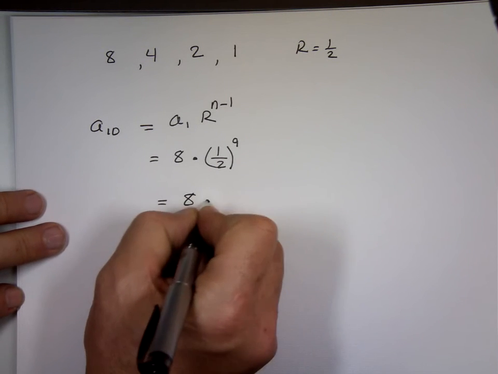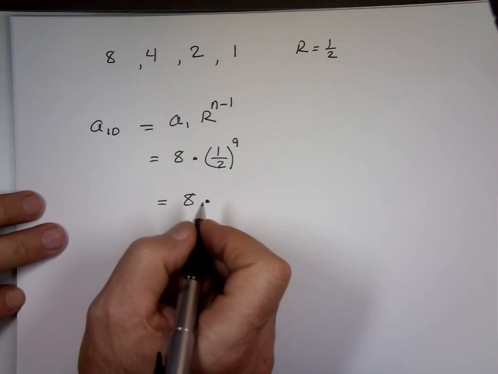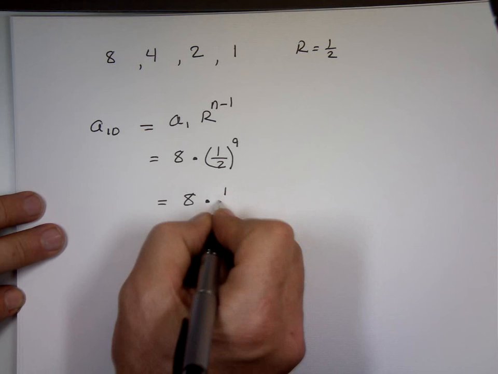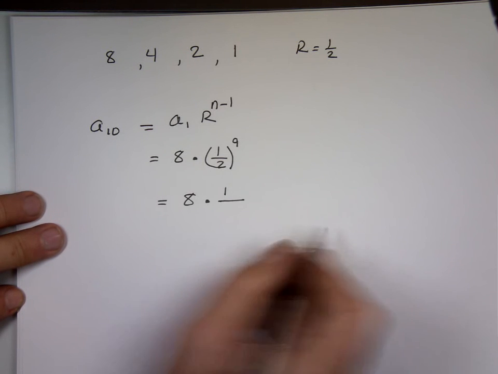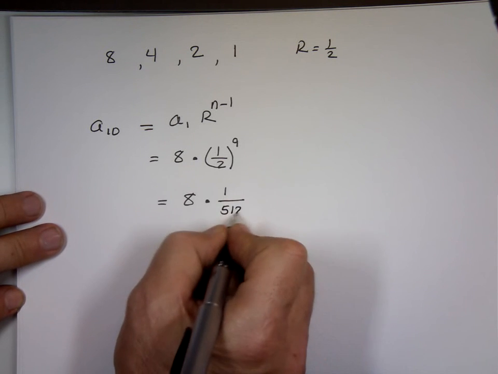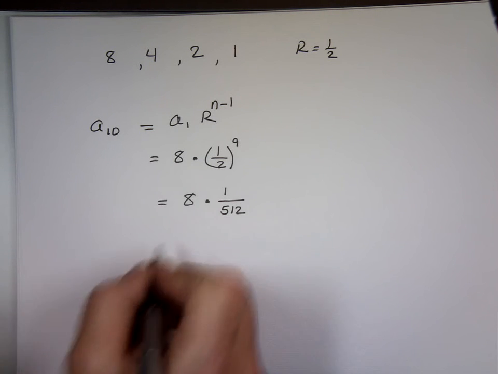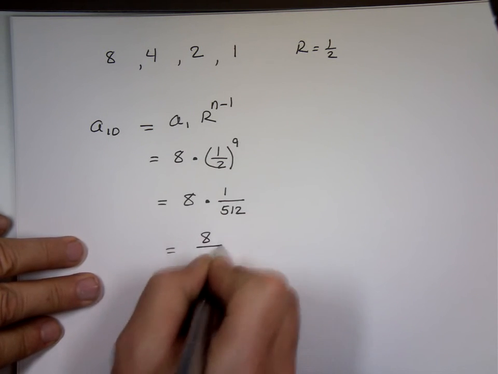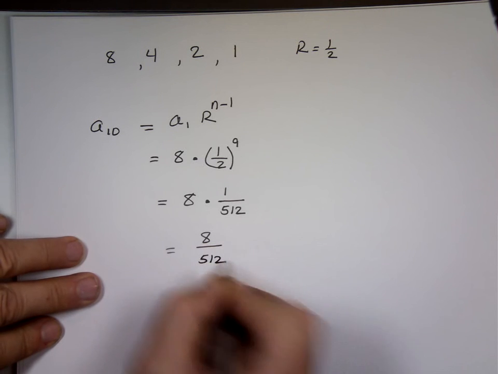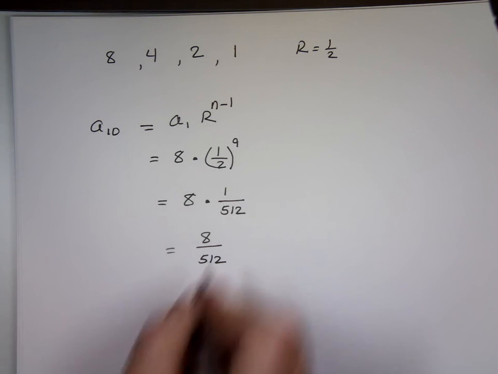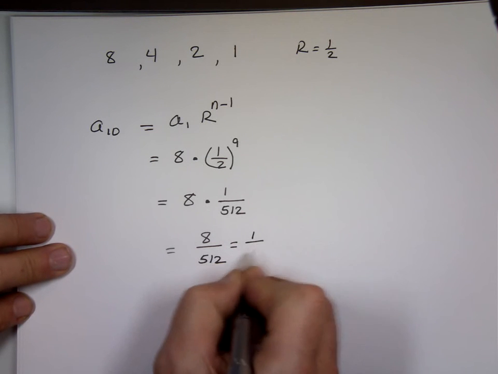I'll be like the book, doesn't like decimals. What is 1 to the 9th? 1. What's 2 to the 9th? 512. So your answer is what? 8 over 512. Can you simplify that? Yes, I can divide by 8. What's 512 divided by 8? 64. So that number will be 1 over 64 if you go through it.